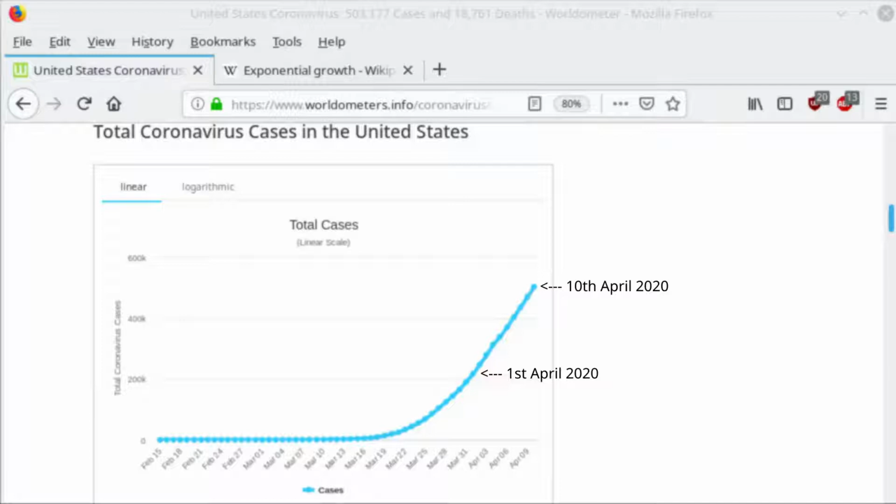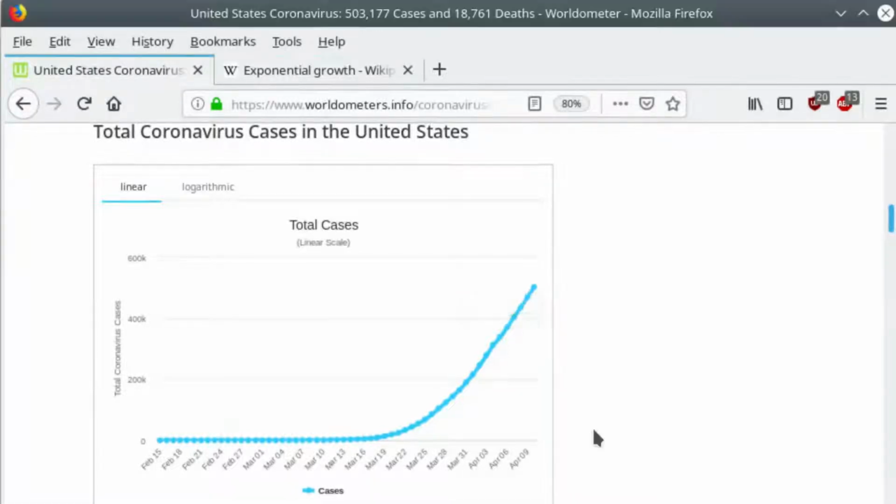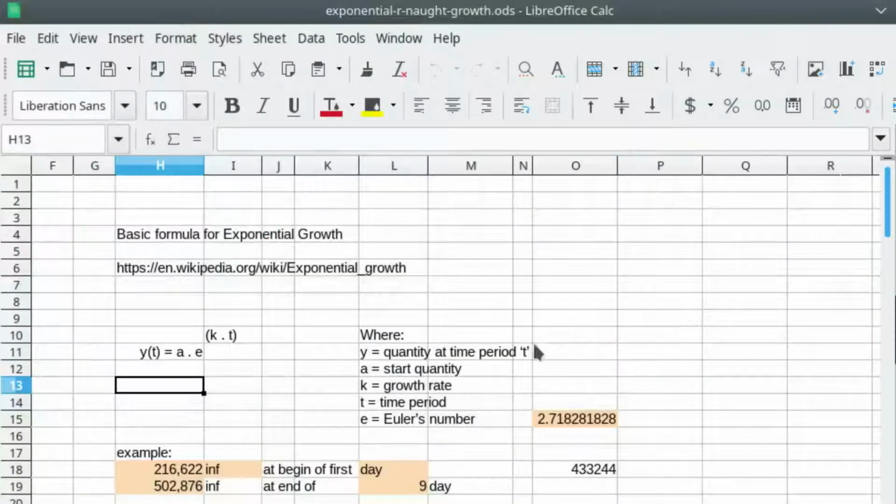Using the exponential growth formula, we can now calculate the growth rate. So on the 1st of April we have 216,000. This is 1 day later, 2 days later, 3 days later, 4, 5, 6, 7, 8, 9. So after 9 days we have 502,000. Now we can enter those values in our spreadsheet. For the start quantity we have 216,000 and we use 502,000 for the end quantity, which is after 9 days.